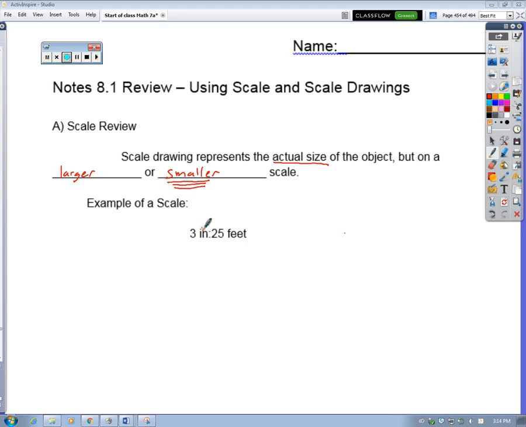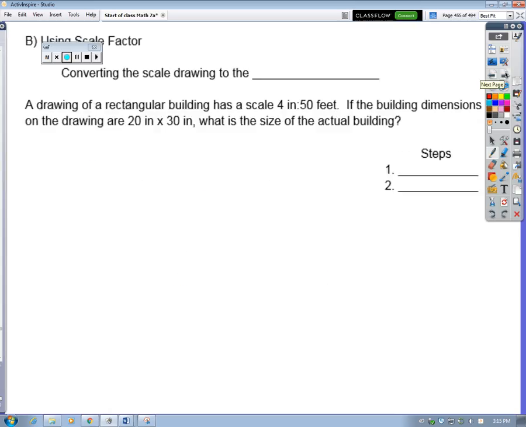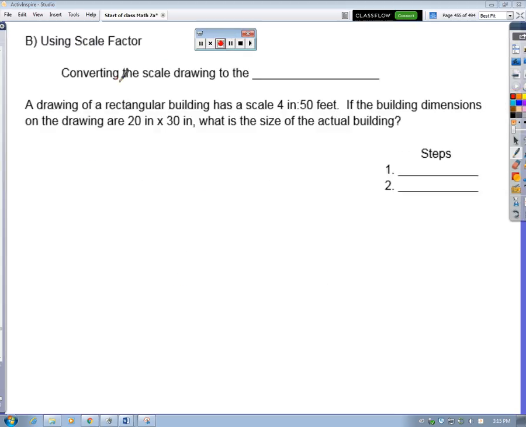So every scale is set up the same, where the first number represents the size on the scale drawing, so we label that the SD, and the second number represents its size in real life, its actual size. So we call this the scale actual. Okay, so this first number represents the drawing size, and the second number on the other side of the scale represents its actual size in real life. That's how every scale is written, so that way people can use it and know what to expect. So let's use that to solve a few problems here. The first set of problems we're going to be solving is converting the scale drawing to the actual size.